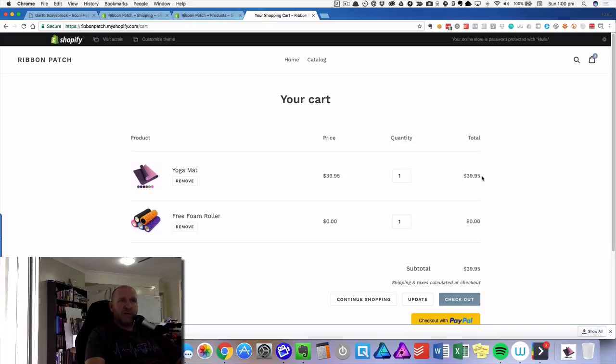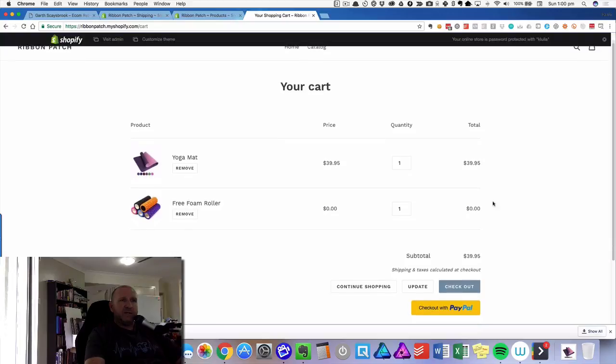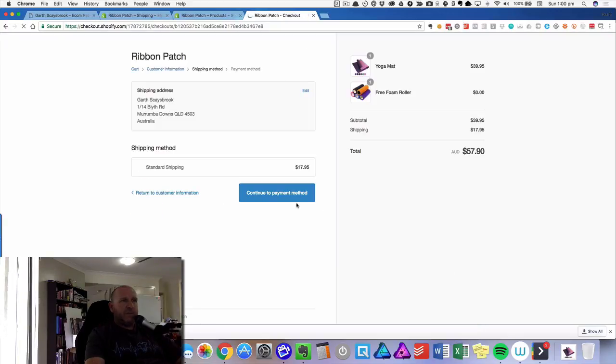So now we're not making too much money out of that, but we're actually making good money out of that. So then they go to checkout. And this time they're being charged $17.95.